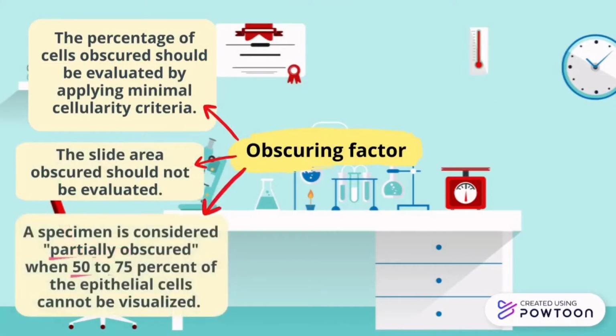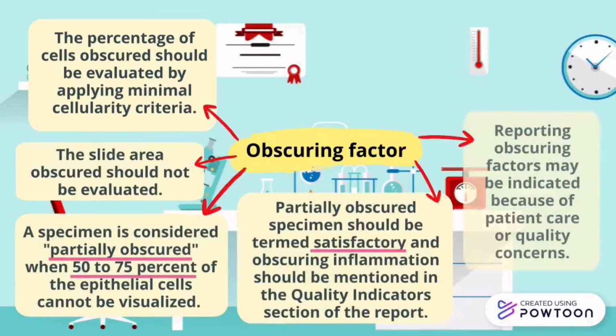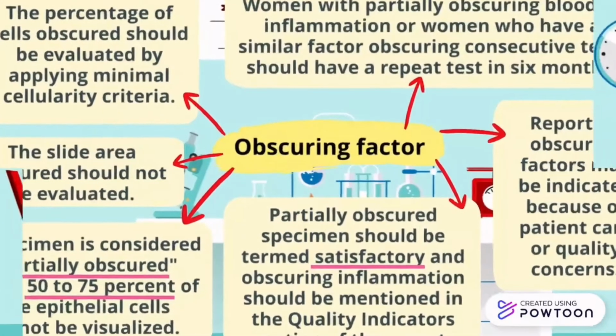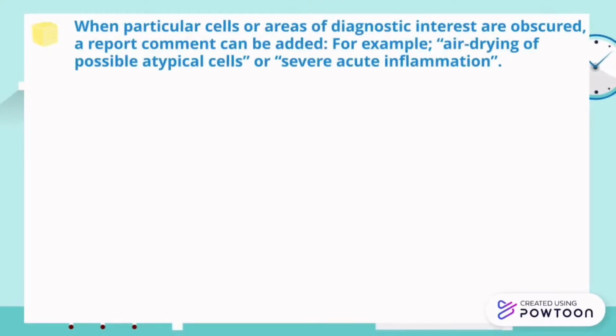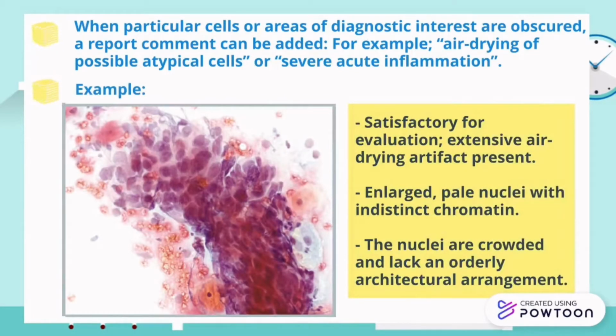When 50 to 75% of the epithelial cells cannot be visualized, a specimen is considered partially obscured and should be termed satisfactory, and the obscuring information should be mentioned. Also, report comments such as air-drying of possible atypical cells or severe acute inflammation can be added when particular cells or areas of diagnostic interest are obscured.